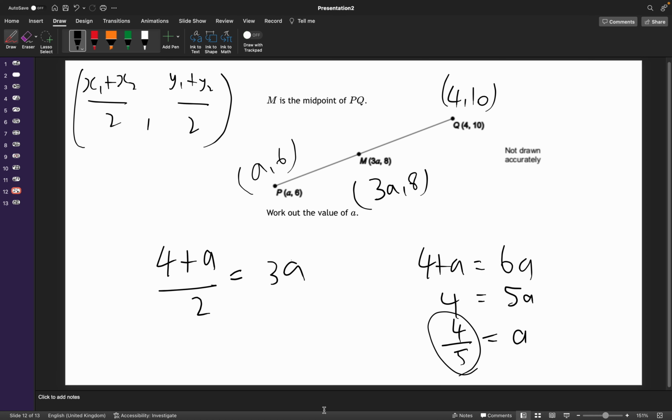That's super easy. You just need to understand basically the concept that x1 plus x2, so this point plus this point, divided by 2 is going to give us the midpoint. So once you just fully understand how this works, then you can answer the question. 4 plus a divided by 2 is going to equal the midpoint of 3a. And you just simplify and solve.